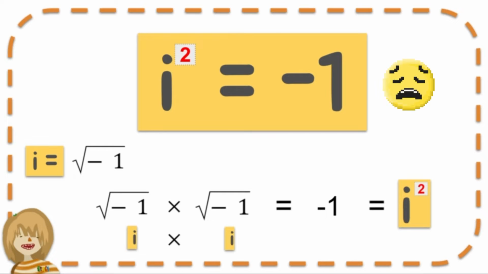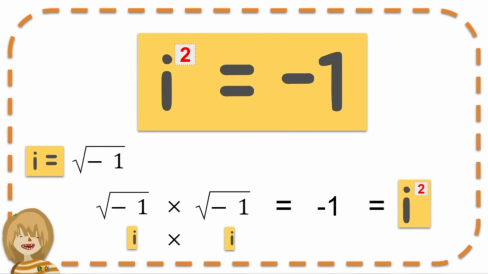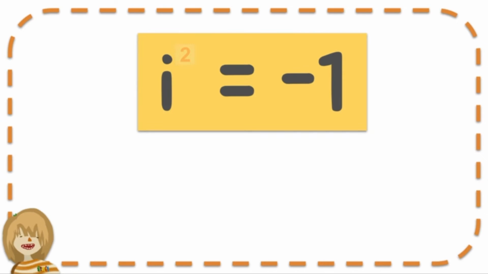Well, but we have an issue here. When you learned square roots in Algebra 1, have you ever had the square root of a negative number? We didn't learn this because the square root of a negative number is not a real number. I know it's a little confusing. For now, let's remember that i squared is -1. Simple.